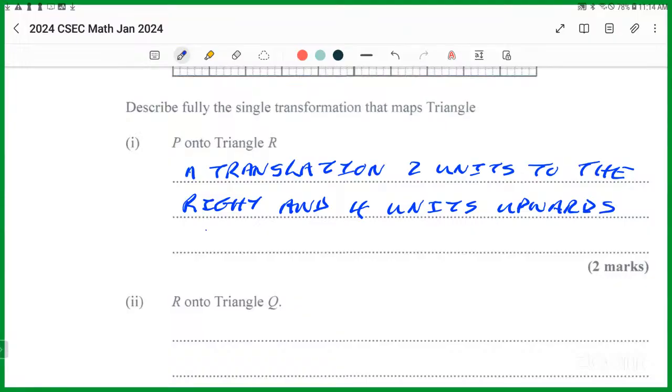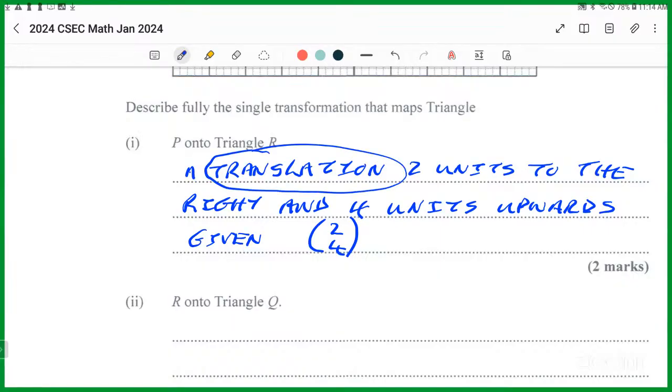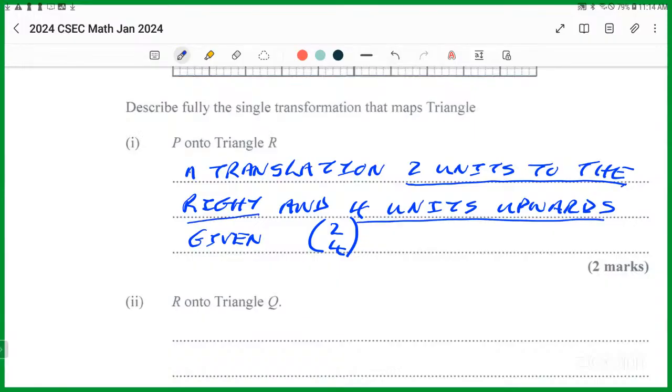And we can say given by 2, 4. That's the translation matrix 2, 4. So I've given the name of the transformation, which is translation, and the 2 components: 2 units to the right and 4 units upwards. Translation has 2 components: how many units left or right and how many units up or down.